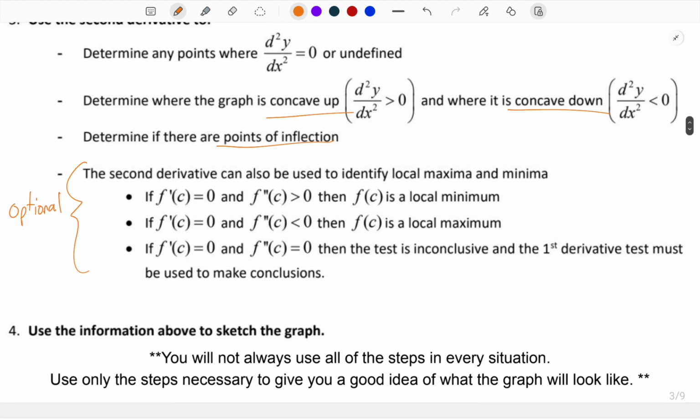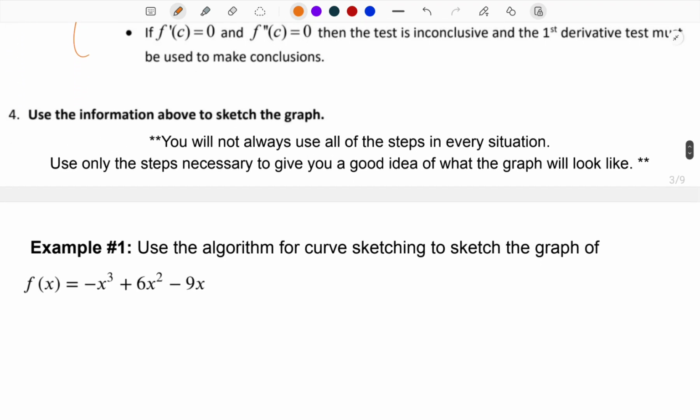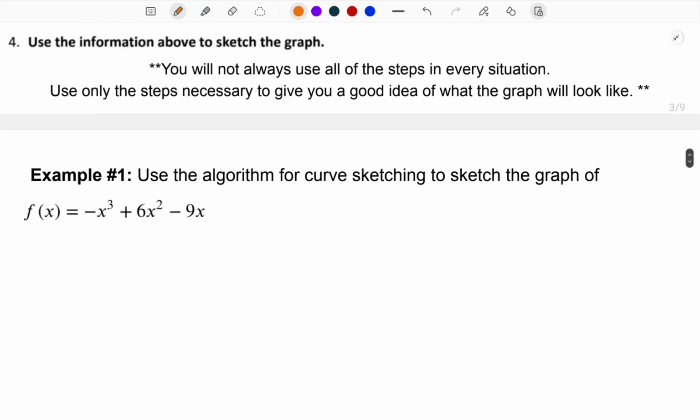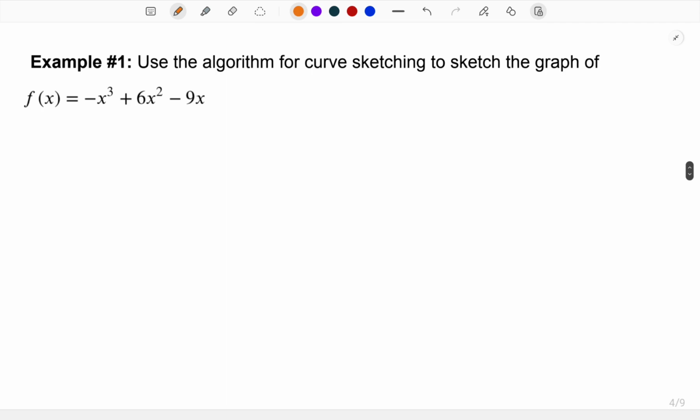And yeah, you'll not always need to use all these steps. Not every graph is going to have an asymptote. You're not always going to have to do the second derivative test if you did the first one. But these tests will all help you to build an accurate graph. So let's start with a polynomial, something familiar, not too difficult. So first of all, let's just take some derivatives.